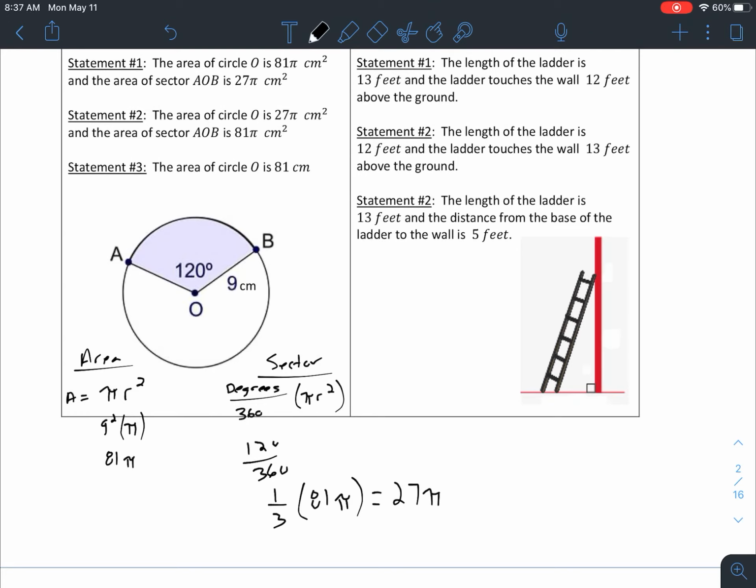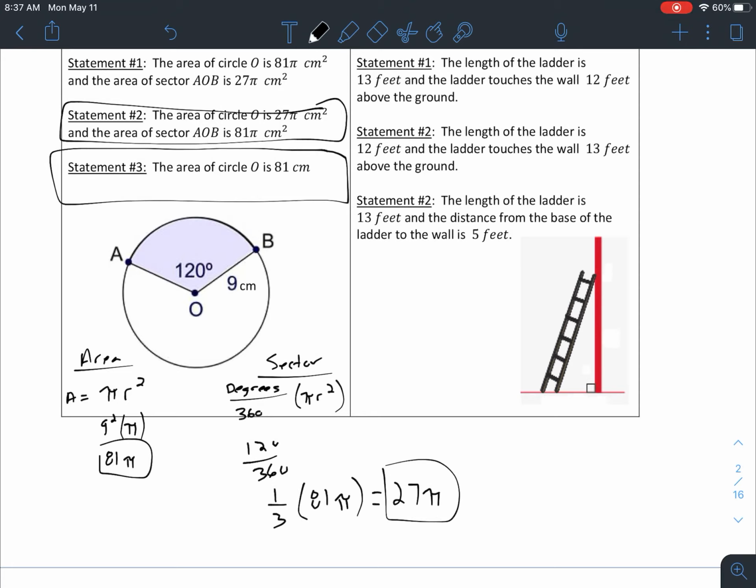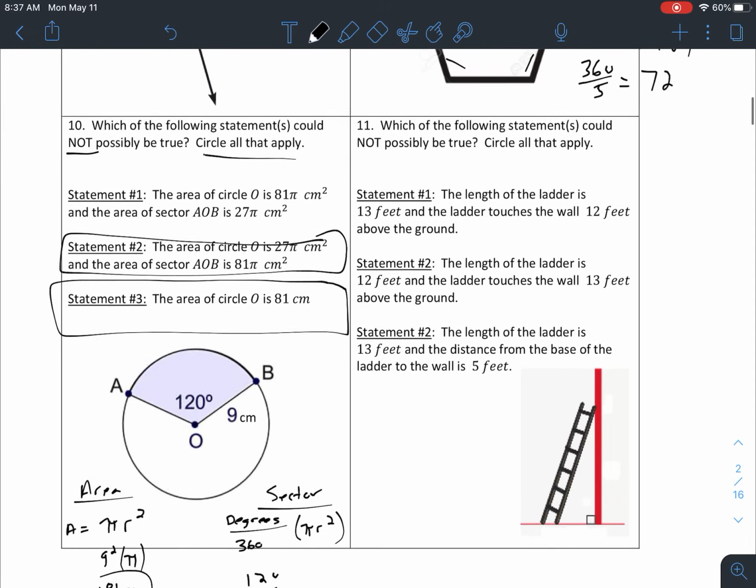The area of circle O is 27 pi. Nope, we know that's not true because we said the area is 81 pi right here. And the area of circle O is just 81 centimeters. Because we're finding area, it is always centimeters squared. Okay, so area always has to have centimeters squared at the end. So this is not a true statement, as it has the number right but does not have squared centimeters at the end.